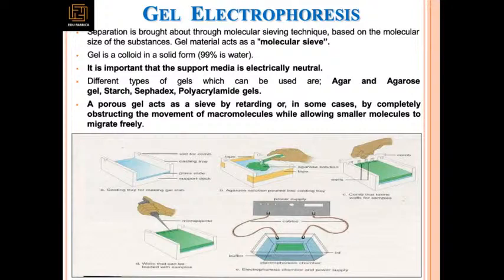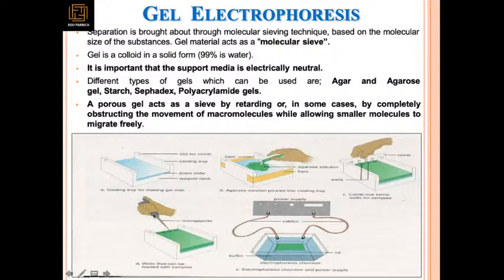Porous gels act as a sieve by retarding, or in some cases completely obstructing, the movement of macromolecules while allowing the smaller molecules to migrate freely. Here you can see a glass slide and support deck with a casting tray and a slot for the comb. You pour the agarose solution, it solidifies, then you add the comb on top. After adding the comb, you remove it, and then you will have wells in it.